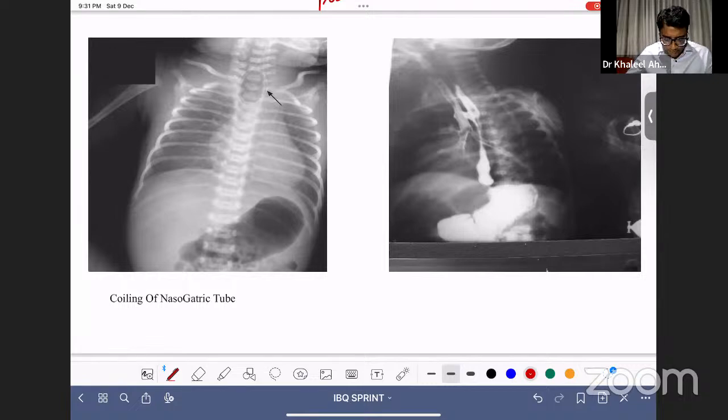Look at the next one. There is a coiling of the nasogastric tube, right? In a newborn with frothing. There is a neonate with frothing, and a barium swallow study is also showing you the contrast, the barium, entering into the trachea and the tracheal tree. So what do you think is this condition?